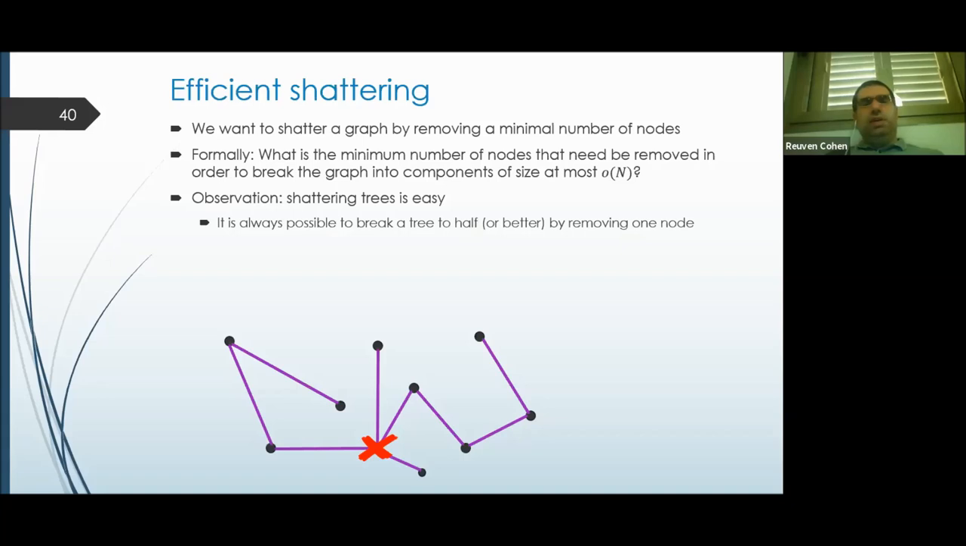We can always find one node in the tree that breaks it into components that are less than half the original number of nodes. So if we want to break it into pieces that are at most n over 2, we just can find one node that will do the job. And now we can do it recursively for each of the remaining trees and break that down also. Eventually, we can get to very small components by breaking just a negligible fraction of the nodes.